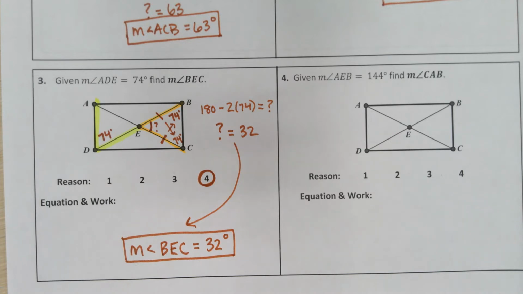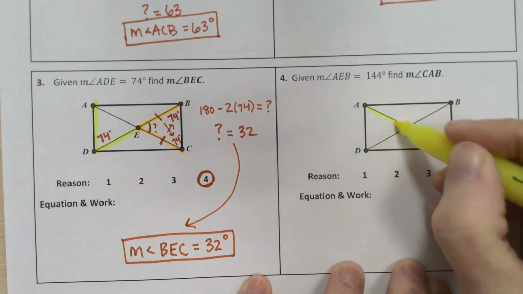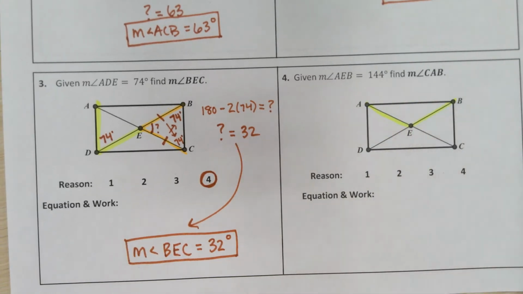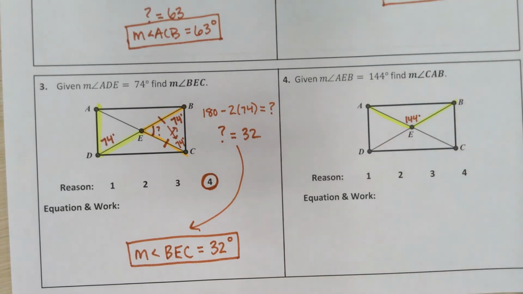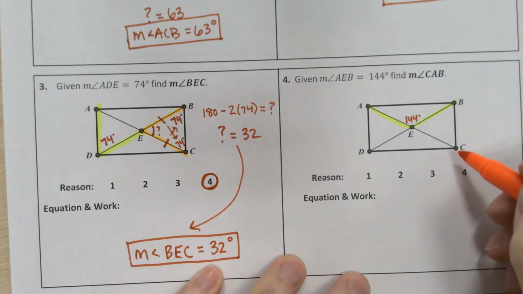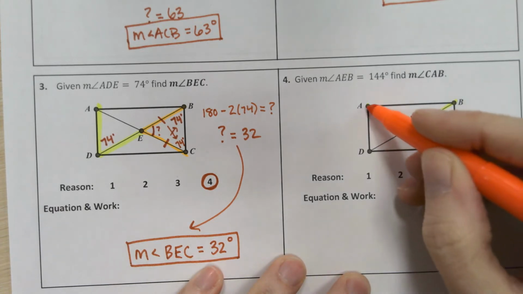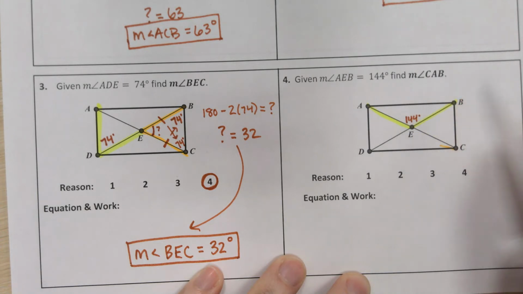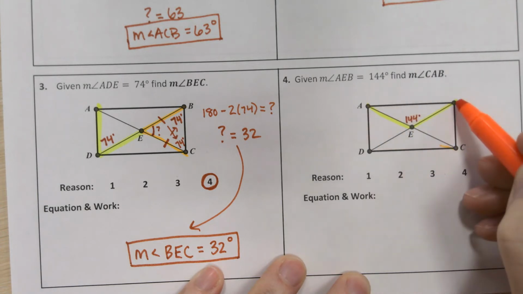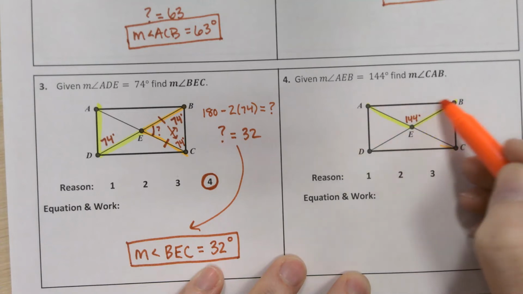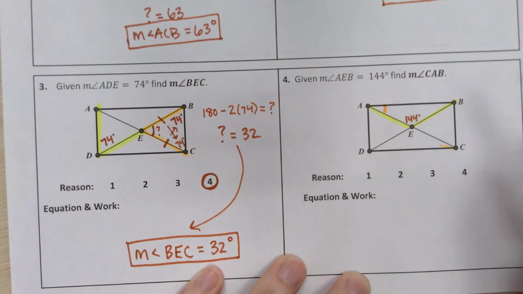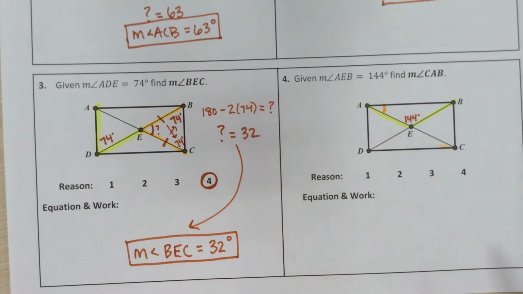All right, one more example on this side of the page. This time they're starting me out with an angle in the middle of the picture. The measure of angle AEB is 144 degrees. My goal is to track down the measure of angle CAB. I think rather than highlight that whole thing, that might be a little bit confusing for our brain. I'm just going to focus on where that angle actually is, which is right there. That's the one that I need.